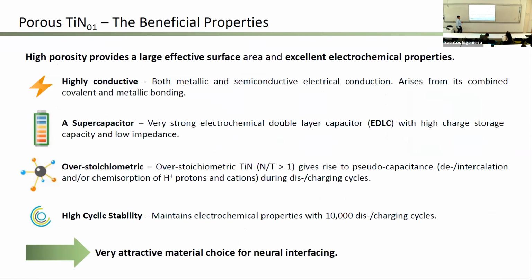Porous TiN has many beneficial properties. It is highly conductive. It is a supercapacitor, especially when we deposit it with an over stoichiometric composition with a nitrogen-rich chemistry. We have seen that it gives very high cycle stability. We use cyclic voltammetry curves, and after 10,000 discharge cycles at a scan rate of 1,000 millivolts per second, the properties remain more or less the same. So it's a very attractive material choice for neural interfacing.